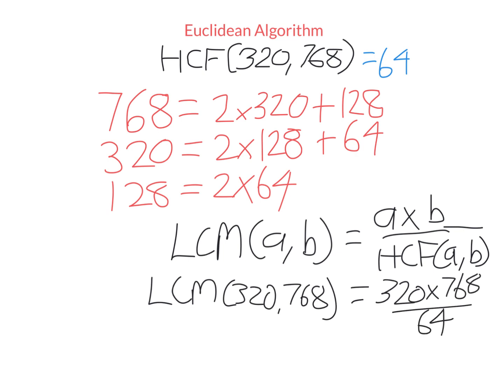So if you're doing this without a calculator, you might know 64 goes into itself once, it goes into 320 five times. So the lowest common multiple is 5 times 768, which turns out to be 3,840. All right, how easy is that?